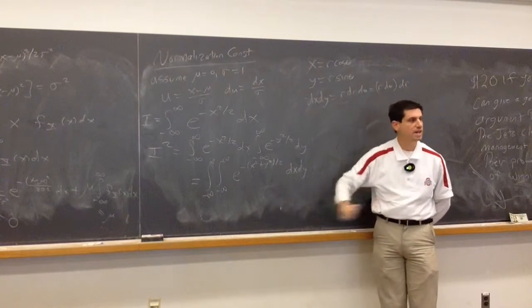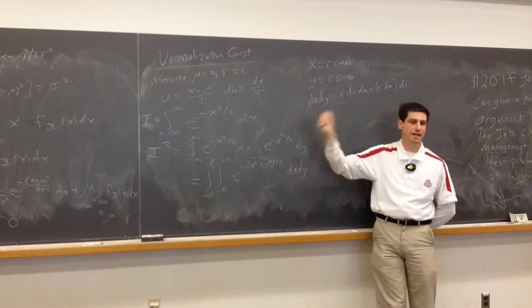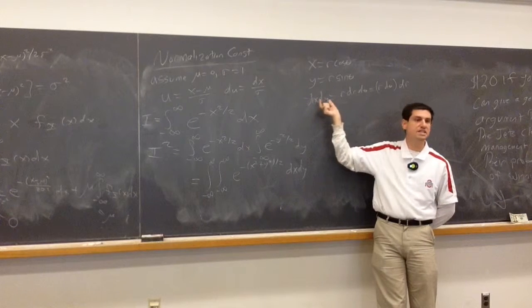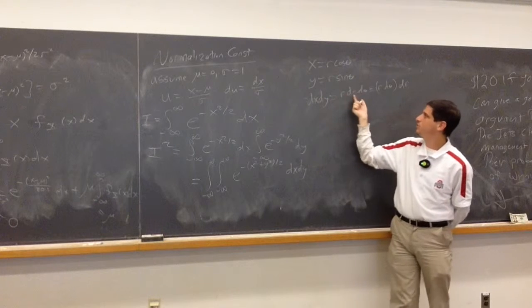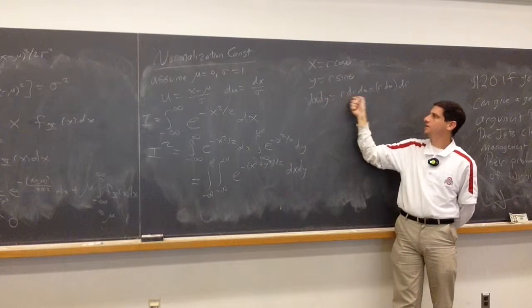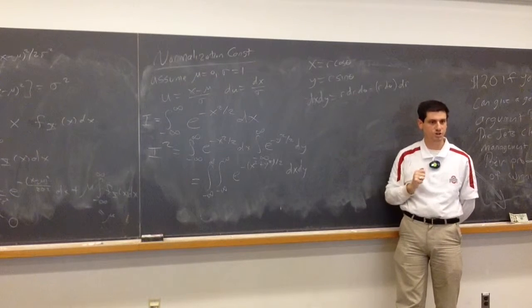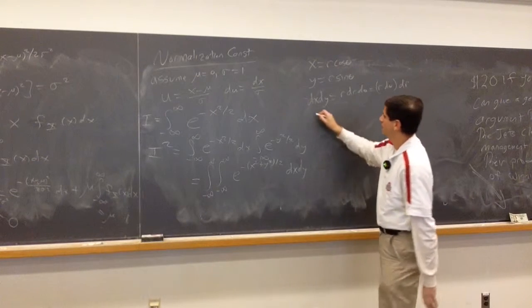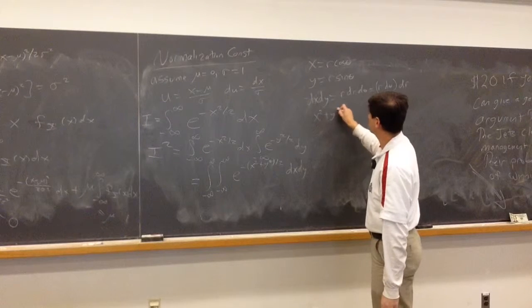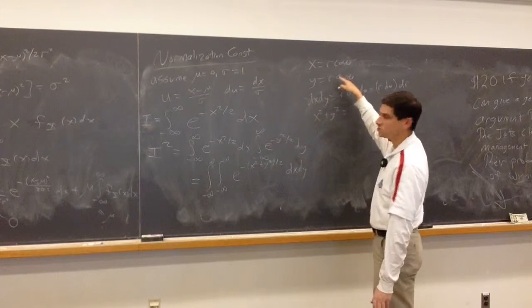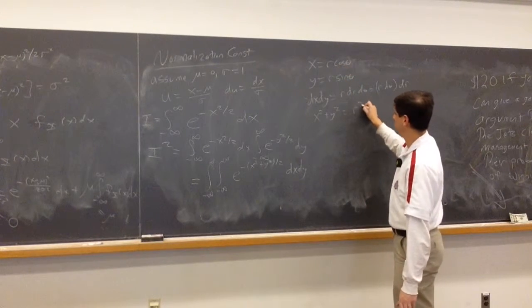You should really view this as r d theta times dr. And the reason is the angle has no length. Dx dy, this is an area. This is like meters squared. I should view this as the arc of length r d theta times the radius, which is the infinitesimal radius change. X squared plus y squared is just r squared cosine squared plus r squared sine squared, which is r squared.